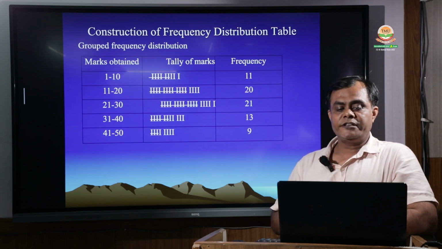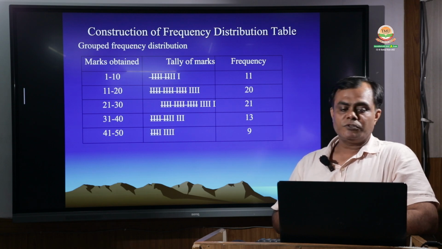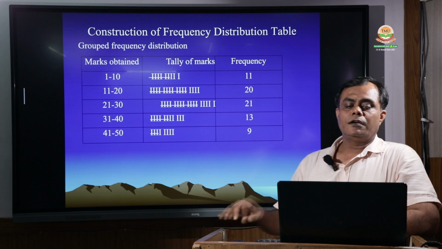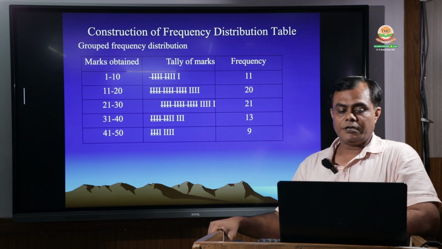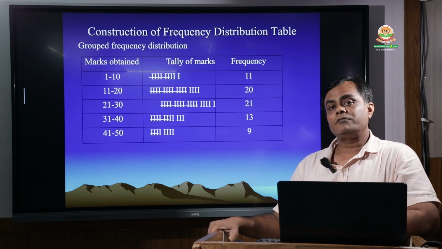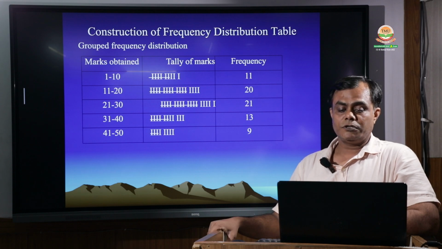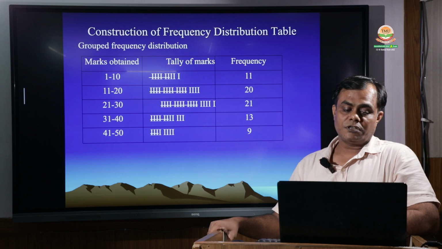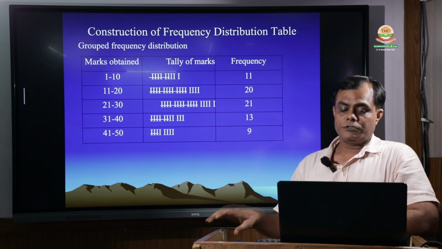Next, the construction of the frequency distribution table for group frequency distribution. In a group frequency distribution, here we are creating groups of marks obtained: 1 to 10, 11 to 20, 21 to 30, 31 to 40, and 41 to 50, and the tally marks are given here. For 1 to 10 the frequency is 11, for 11 to 20 the frequency is 20, for 21 to 30 the frequency is 21, for 31 to 40 the frequency is 30, and for 41 to 50 the frequency is 9. So this is the presentation of a group frequency distribution table.